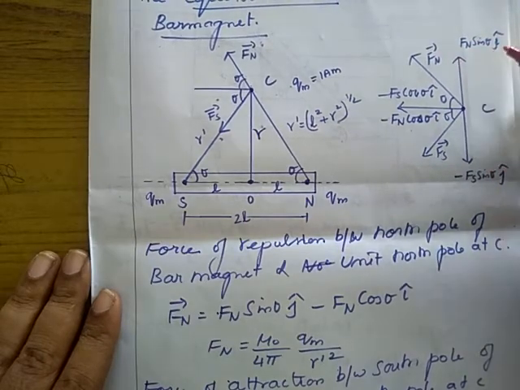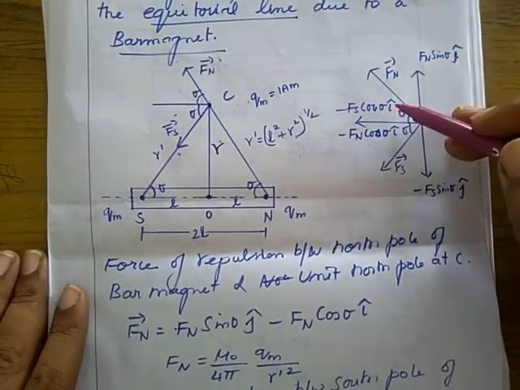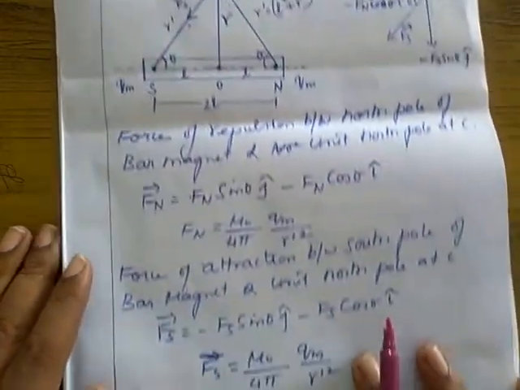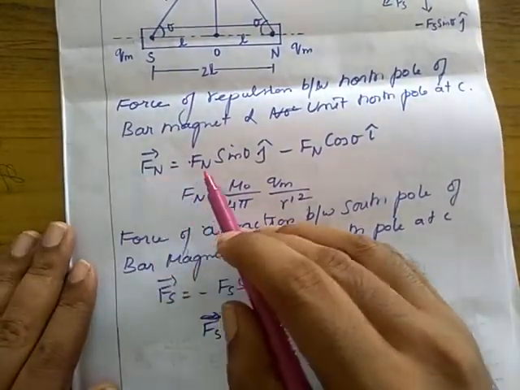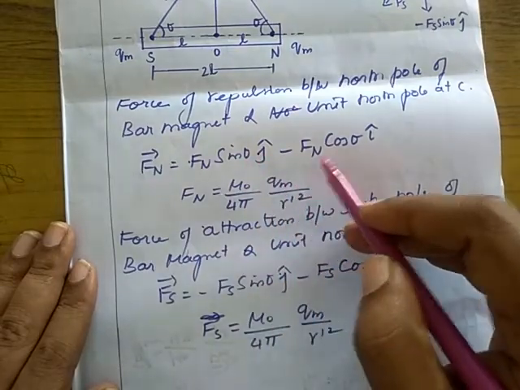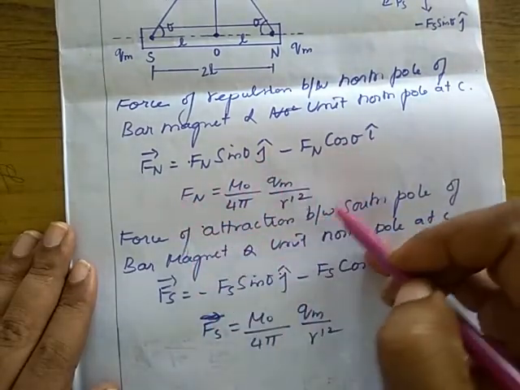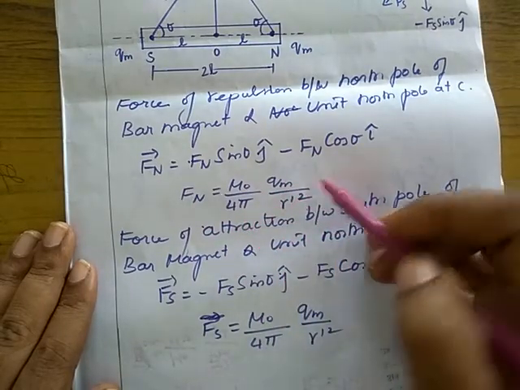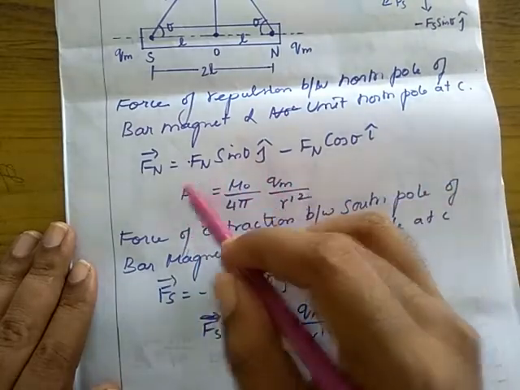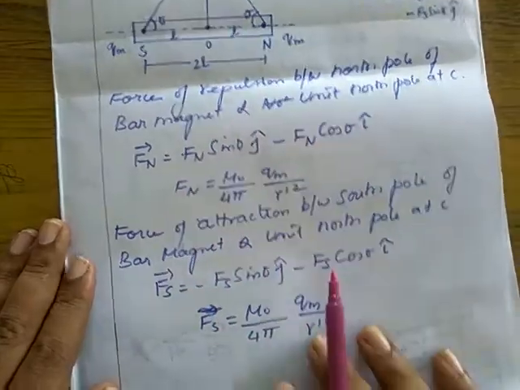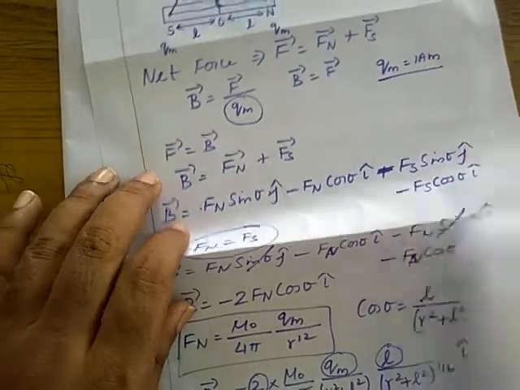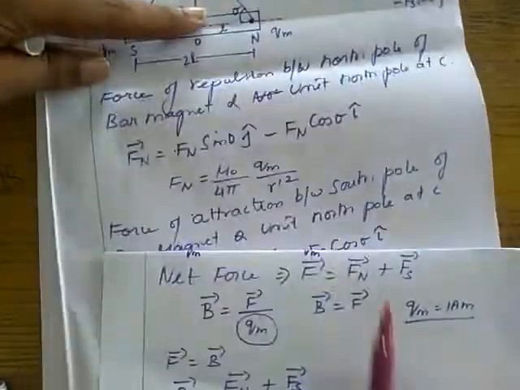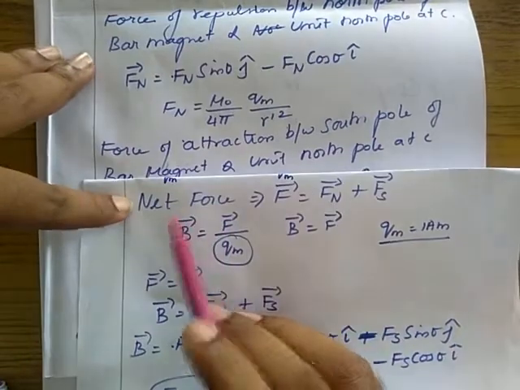Here the force is split into a horizontal component and a vertical component. Then we rewrite the force as Fn vector is equal to Fn sin theta I cap minus Fn cos theta I cap. Then we get a final expression: Fn is equal to mu naught by 4 pi Qm by R dash square. Here it is the magnitude of the repulsive force, and here it is the magnitude of the attractive force. On solving this, we get the net force.